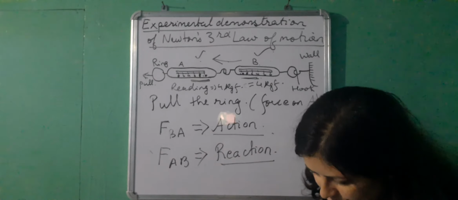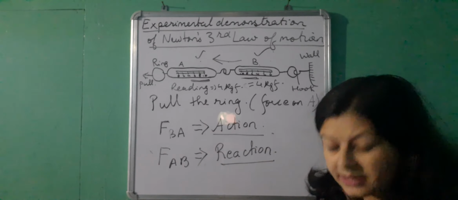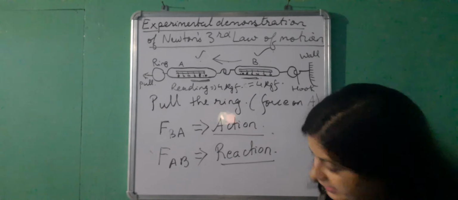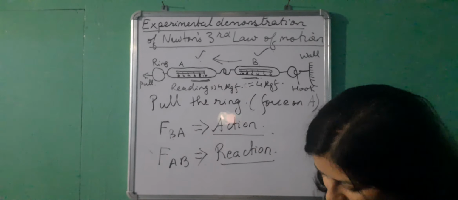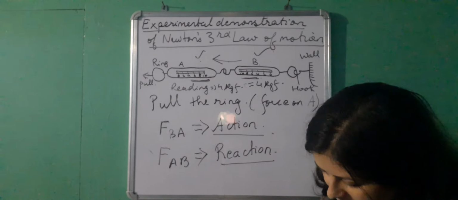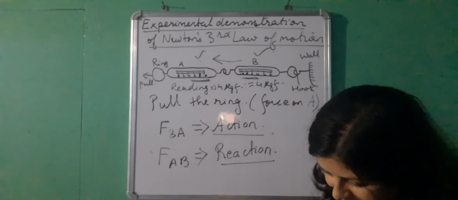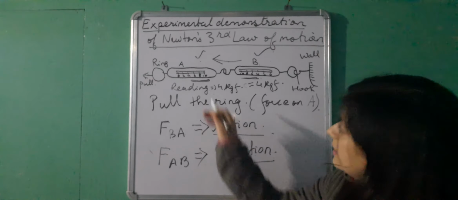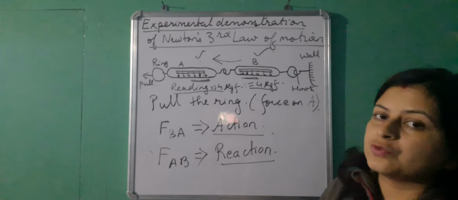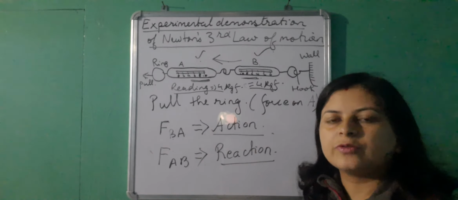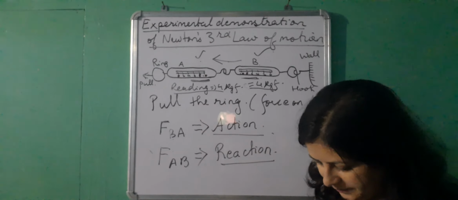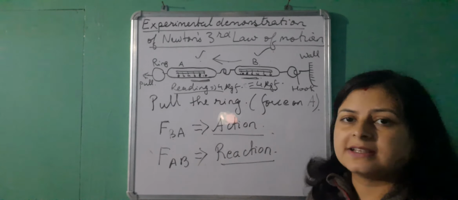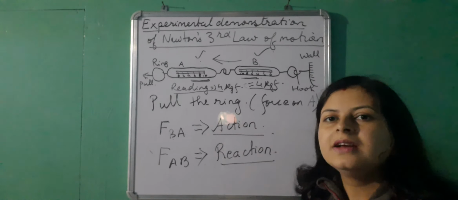All right. So the pull on the spring B by the spring A is the action, and the pull on the spring A by the spring B is the reaction, that is FAB. And experimentally we have seen that these two are equal. That means action, reaction are equal and opposite to each other. Okay, this demonstrates that to every action there is an equal and opposite reaction. Okay, so their magnitudes are the same, numerical value is the same, but they are in opposite directions.